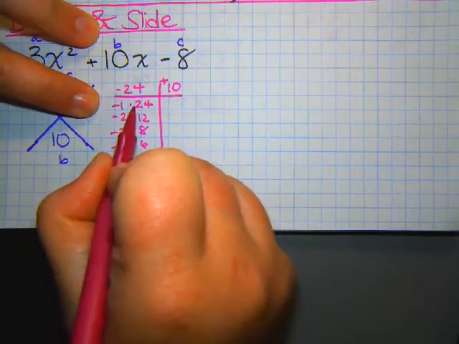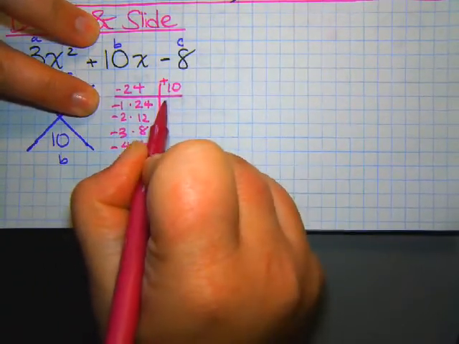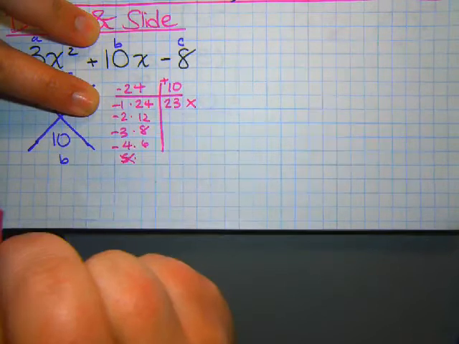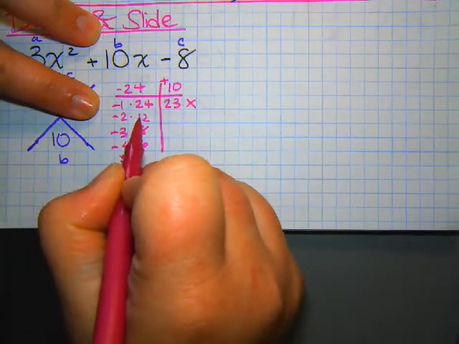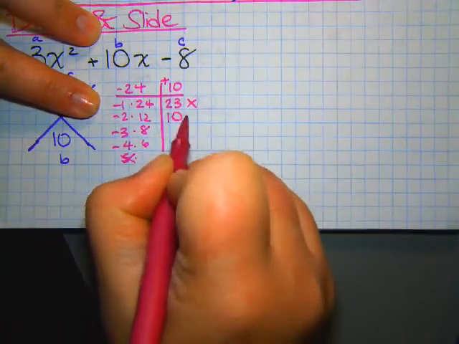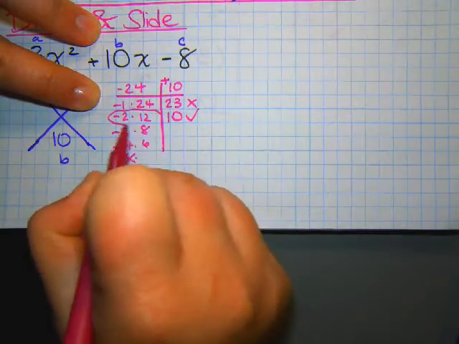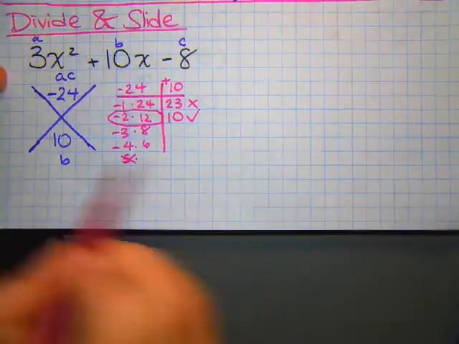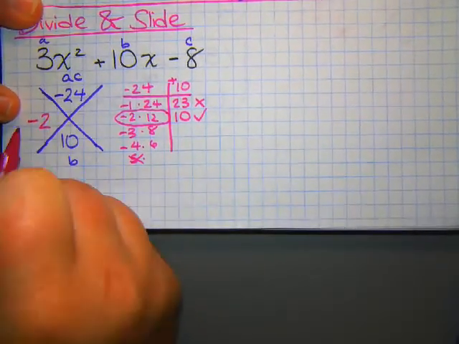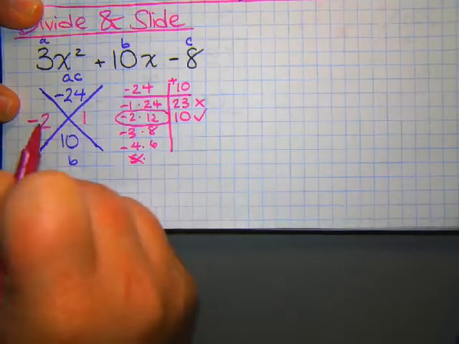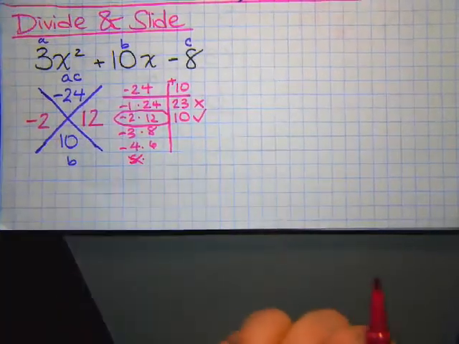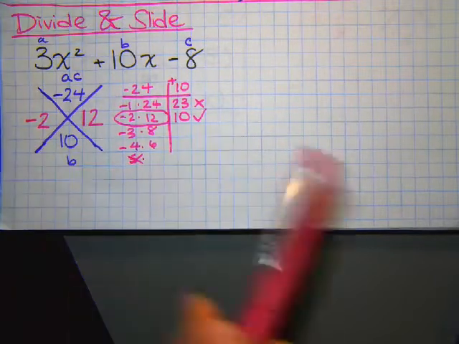So negative 1 plus 24 is positive 23, but that's not 10. Then I have negative 2 plus 12 is 10. Oh, perfect. Actually, we got that really fast. So those are my pairs. And you can put them in here on either side, negative 2 and positive 12. It doesn't matter which side you put them on, those are your numbers.